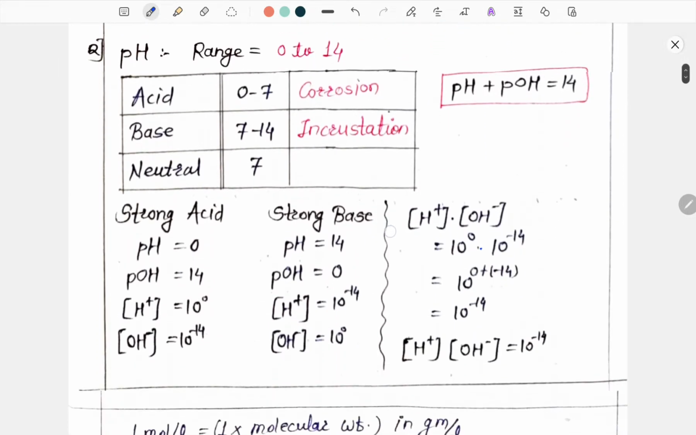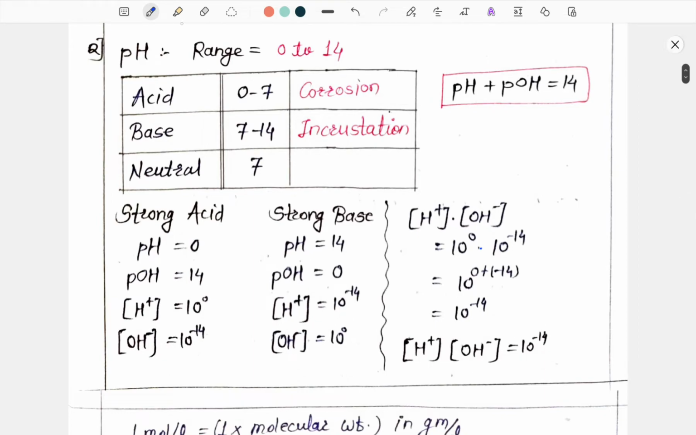Now the second chemical water quality parameter is pH. The pH scale ranges from 0 to 14, with 7 being neutral. If pH ranges from 0 to 7, it is acidic, and if pH ranges between 7 to 14, it is basic. Here also remember that acid causes corrosion and base causes incrustation. Here pH plus pOH is equal to 14.